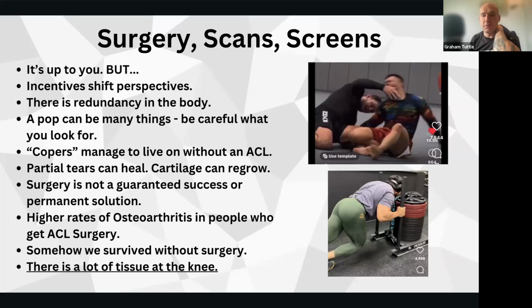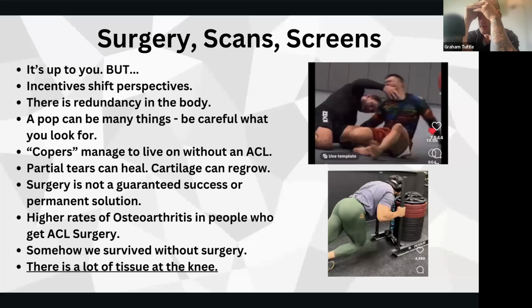Also, if you look in some of the studies, and I'm going to write this article and do a little more research to bring some more numbers if I can, because people like numbers, there's the whole category of people called copers. That's the official term that describes people who don't have an ACL but manage to cope and live. They're able to run and do sports and play and do certain things and not have pain. Basically, they're not impacted.